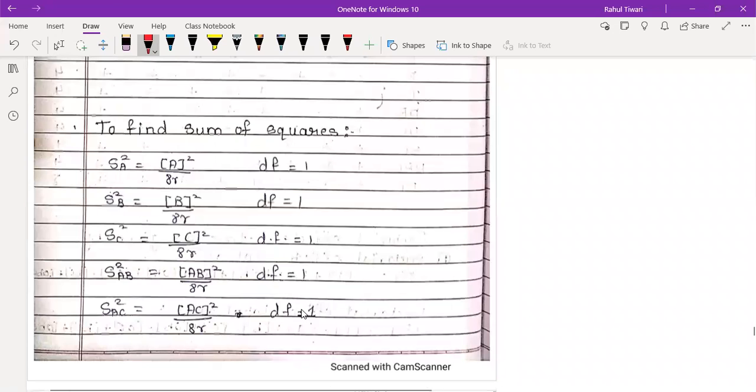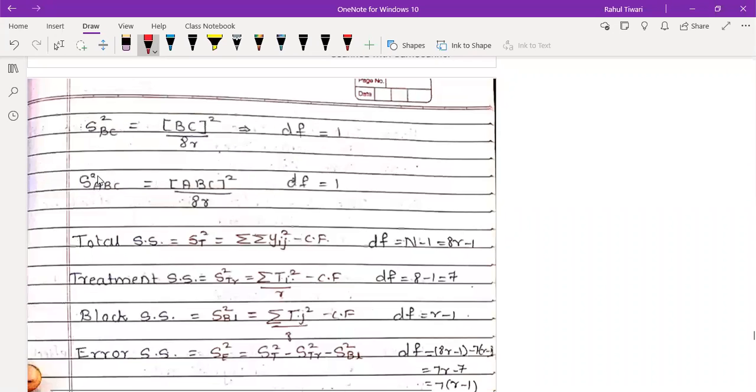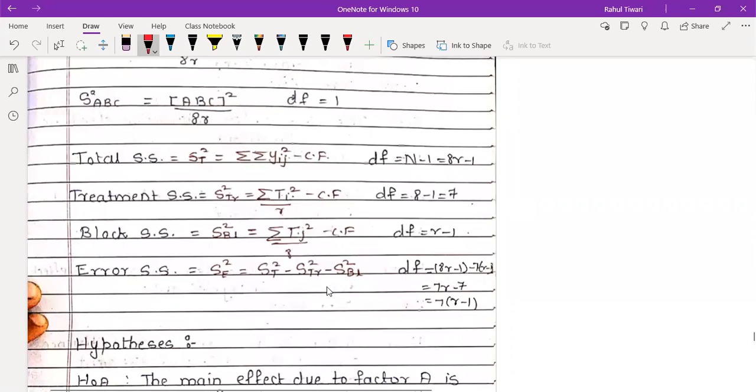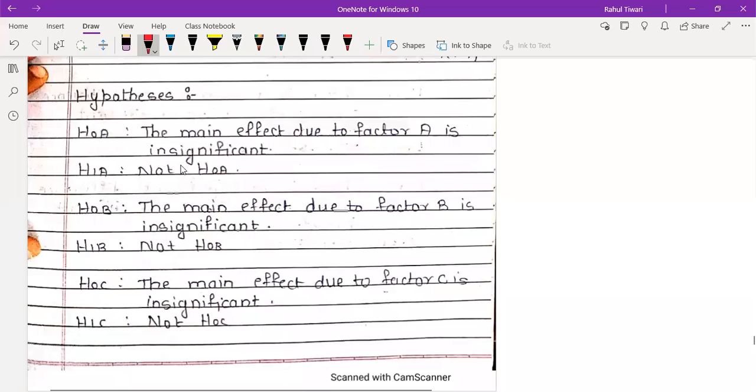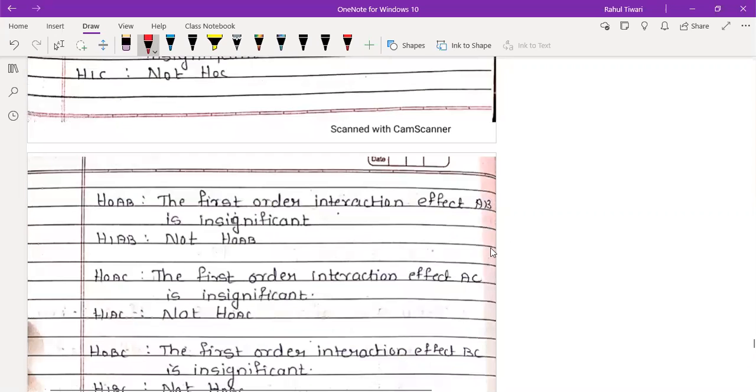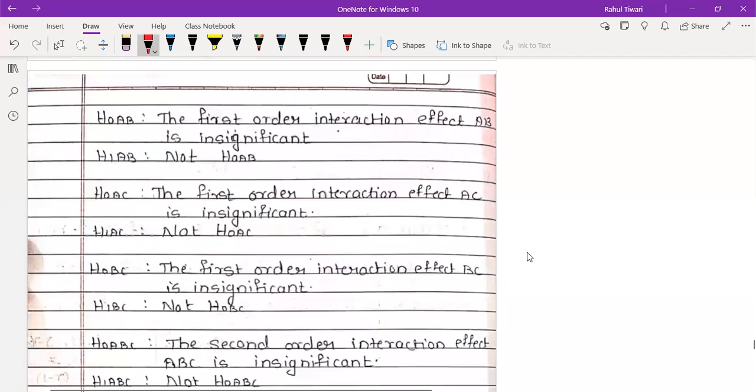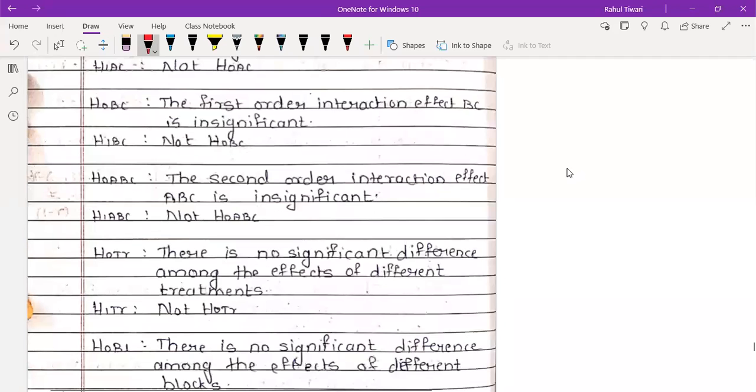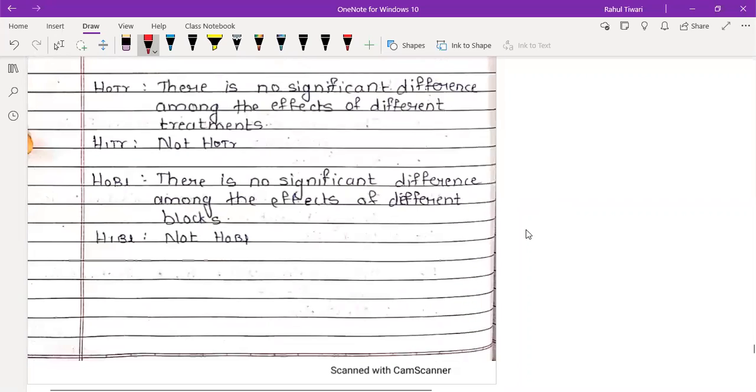Remember, these are formulas you already know, so I'm not repeating them. Again, we need to test the hypotheses for A, B, C. Then you have to check AB, AC, BC, and then ABC. Then you have treatments and you have a block. You have to take care of this properly.